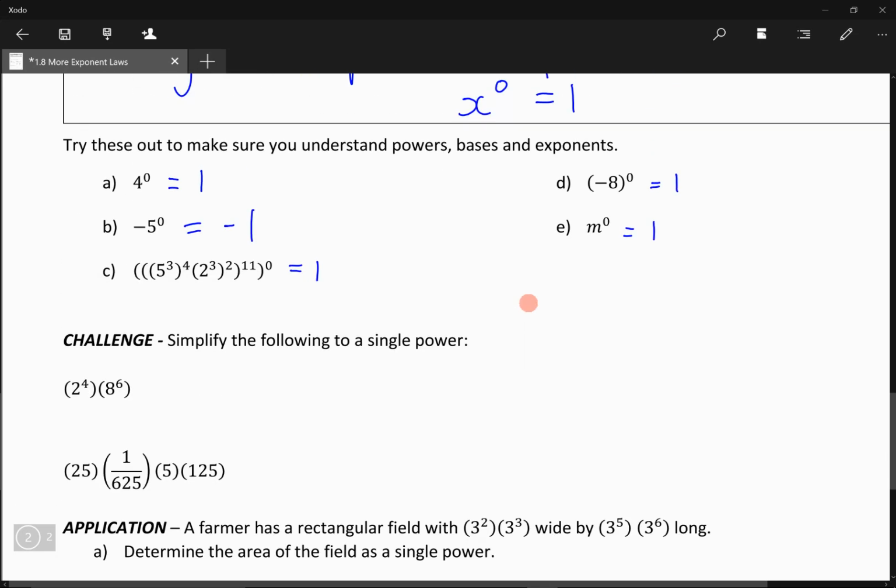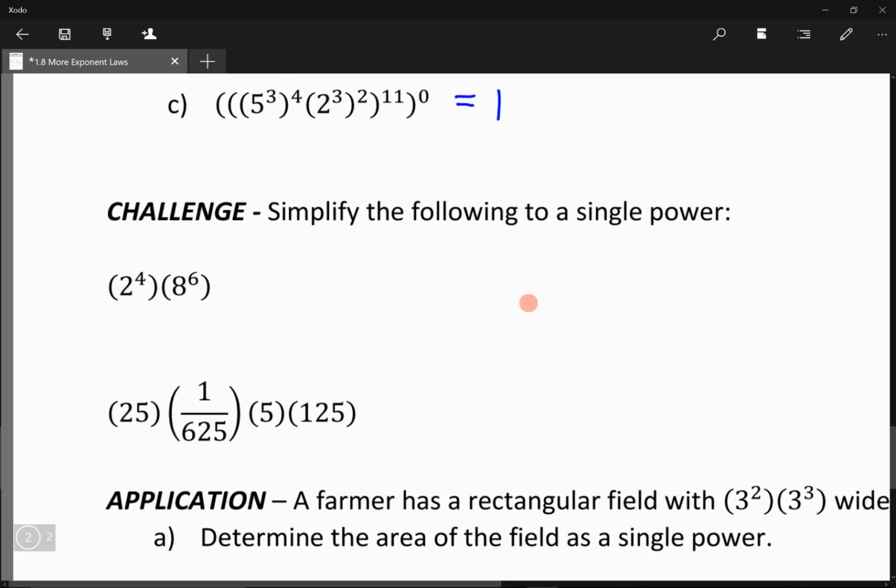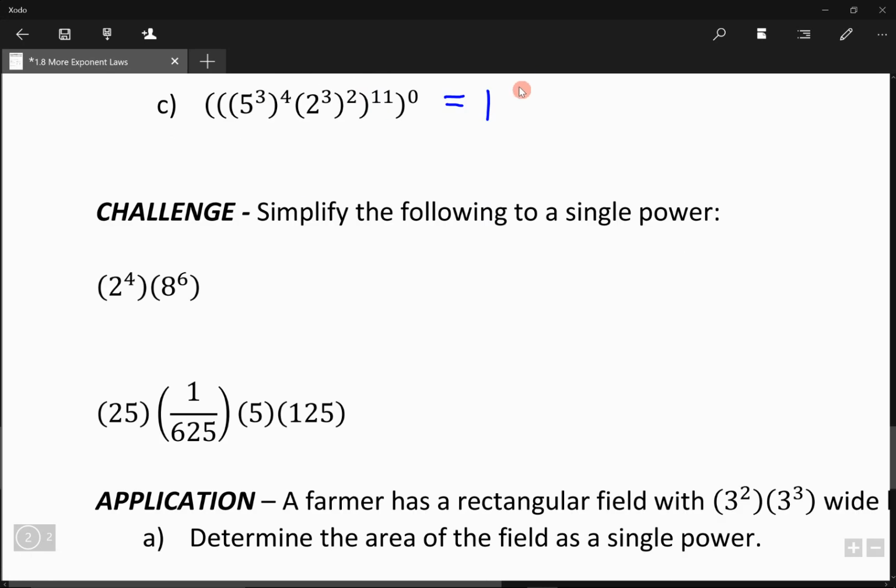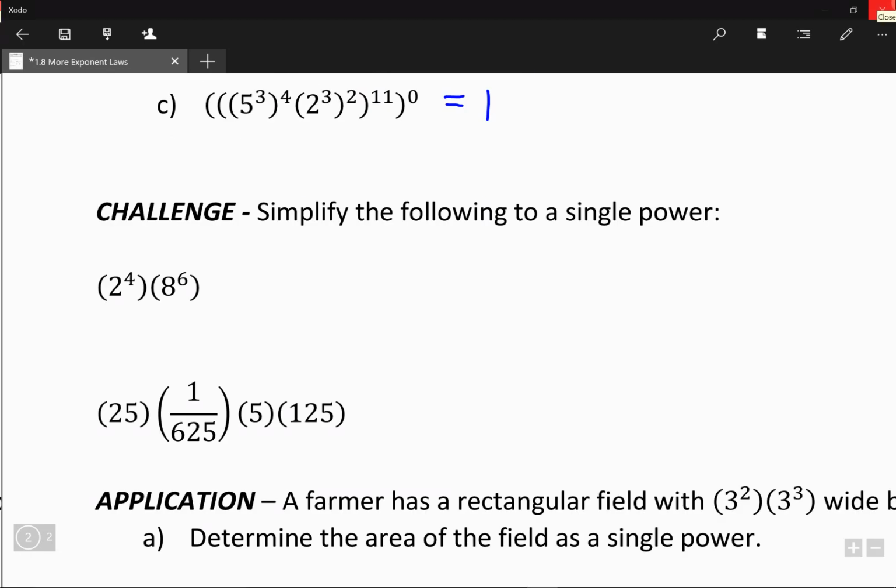Okay, so let's look at some mixing up the questions here. So if I have 2 to the power of 4 times 8 to the power of 6, what can I do here? I have different bases. Pause the video for a moment, see if you can challenge yourself. How would you do this kind of a problem?